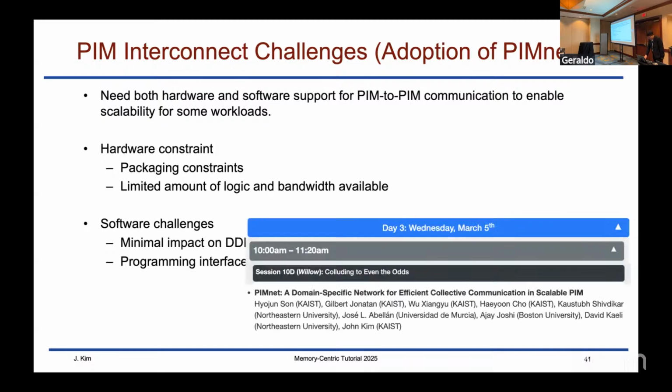Like I said before, my student will present the details of this work on Wednesday. If you try to present a general purpose network, I think that would be overkill and maybe too much to be implemented with DRAM. We focus on one particular aspect of communication, which is collective communication. So we'll see; the hope was obviously that this minimizes the complexity.